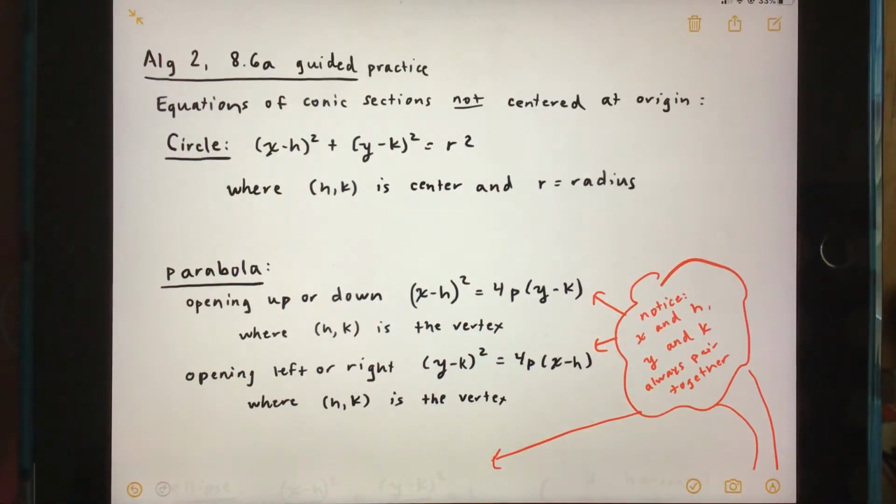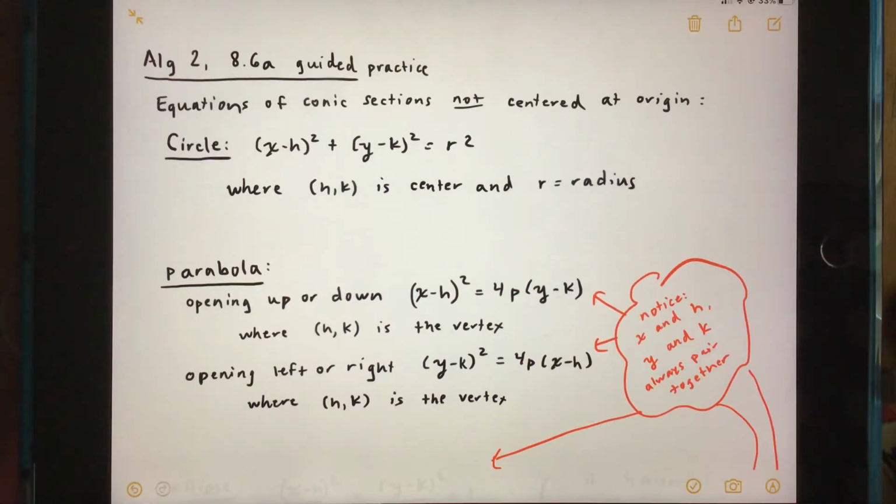Hello, Algebra 2. We're going to be taking a look at our 8.6a guided practice problems, where we are going to be graphing equations of conic sections not centered at the origin. So up to this point we've been assuming that our circles and our ellipses and our hyperbolas were all centered at the origin, a very convenient place to have a center, and that our parabolas' vertices were always on the origin as well. Well, it is possible to write equations of each of these conic sections, our circles, parabolas, ellipses, and hyperbolas, that don't happen to be centered at the origin or don't have a vertex at the origin, and that's what we're going to take a look at today.